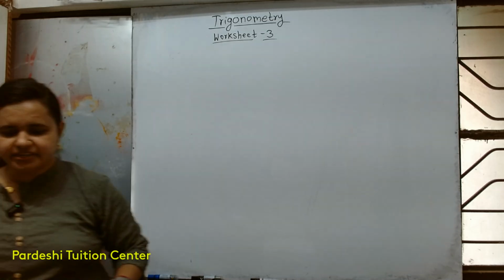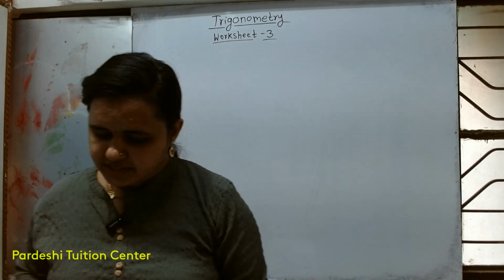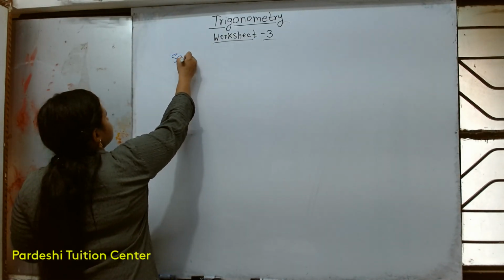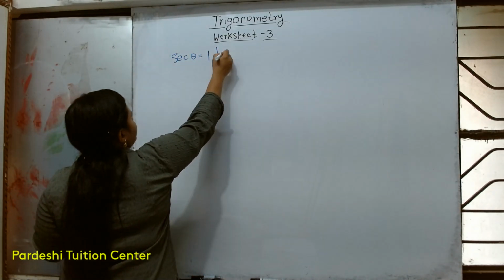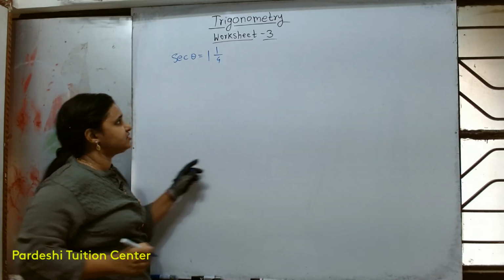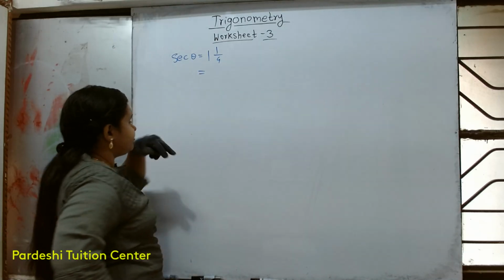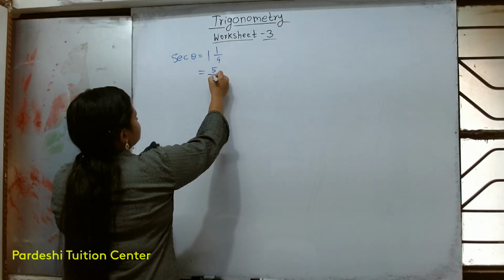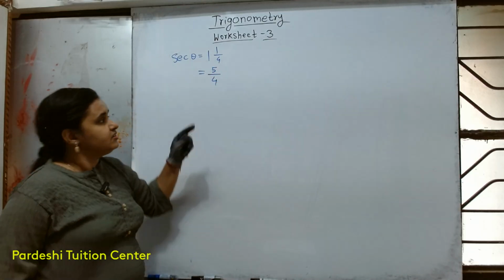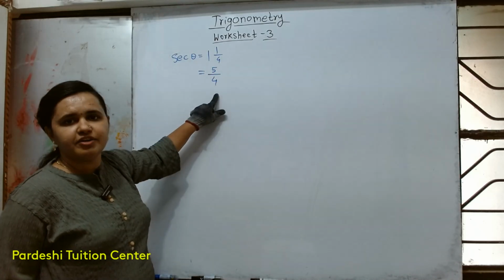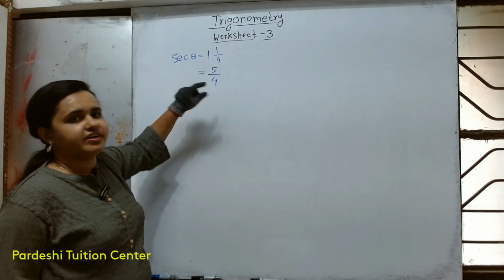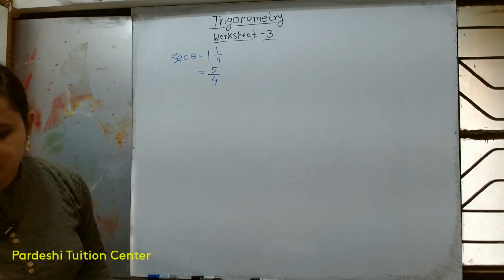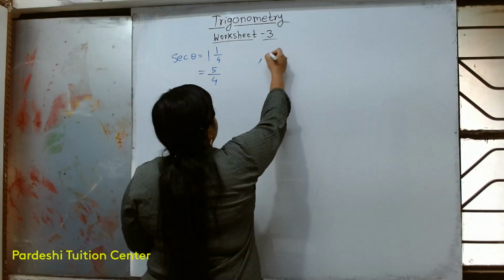Now question 20. Question 20 is given as sec theta is equal to 1 by 4, given in mixed fraction. In proper form, 4 ones are 4 plus 1, 5 by 4. It is an improper fraction. So sec theta we have got as 5 by 4. It was a mixed fraction, we have converted it to a fraction. Now we are asked to calculate tan theta by 2.